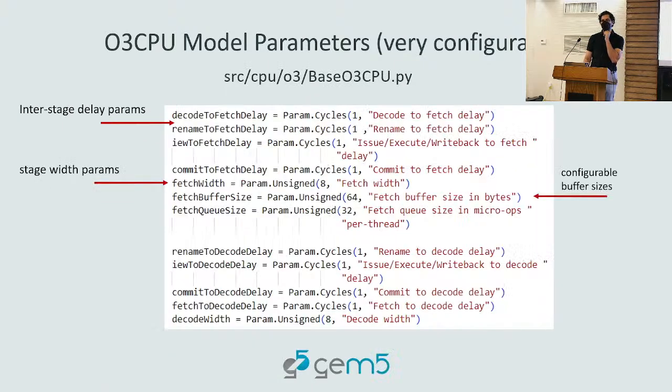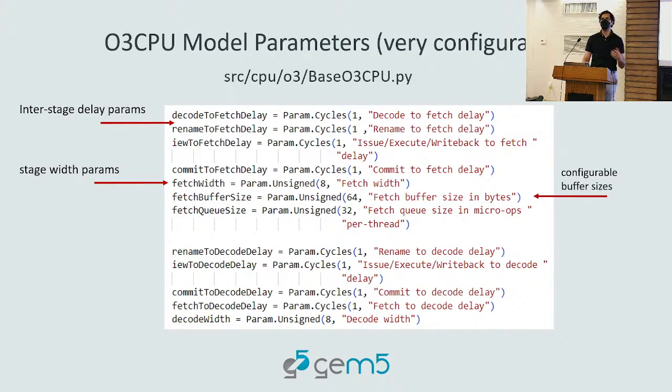OK, so coming back to the O3 CPU, this is just to show you the different kinds of parameters which you can configure. This is the Python file for the base O3 CPU, and it gives you the idea of all the different configuration parameters that you can configure, and which will then be used in the C++ model. There are options to configure the delay between pipeline stages, like rename to fetch delay or decode to fetch delay.